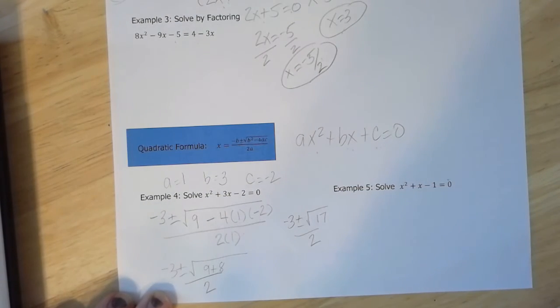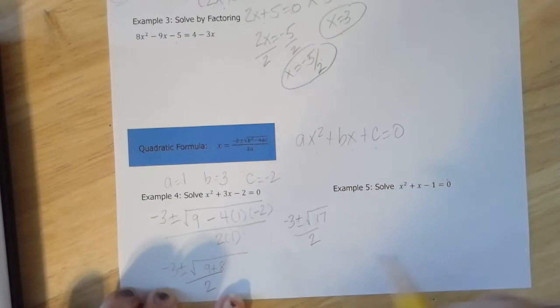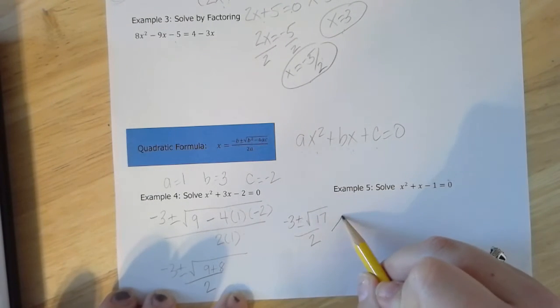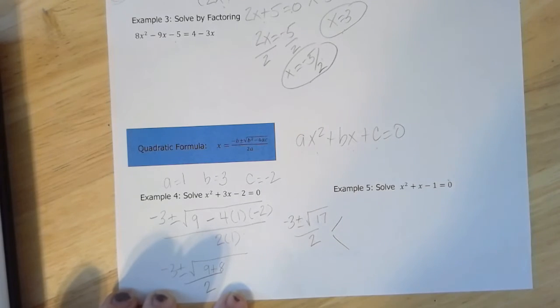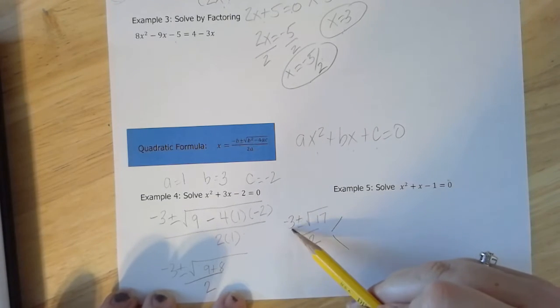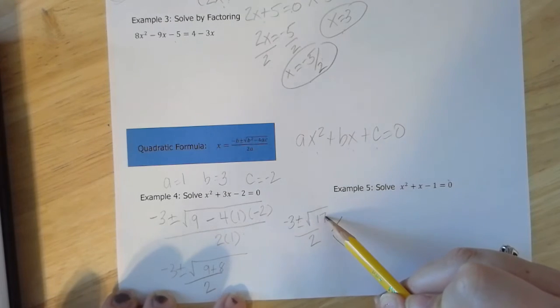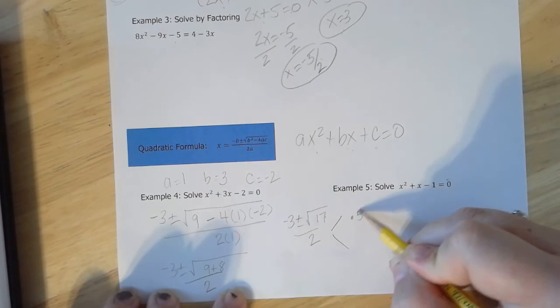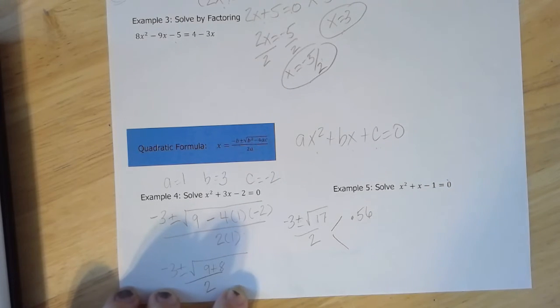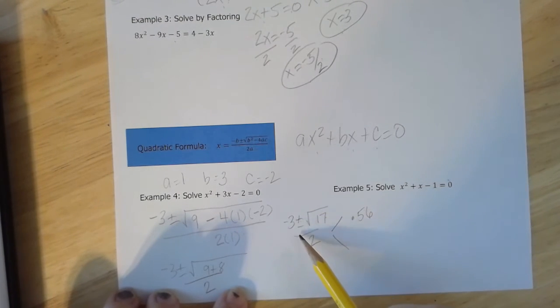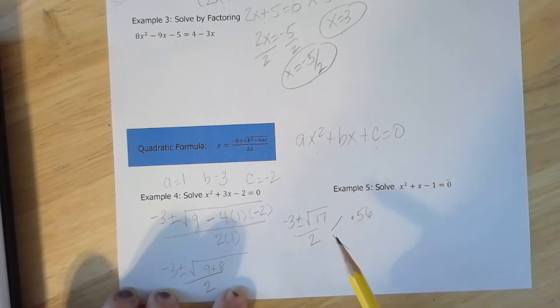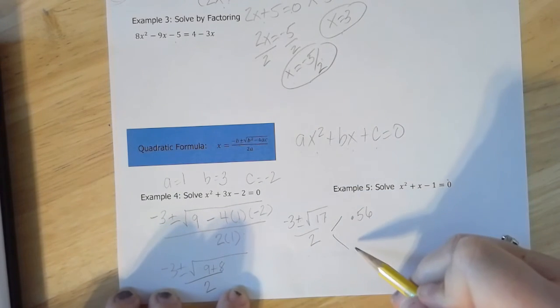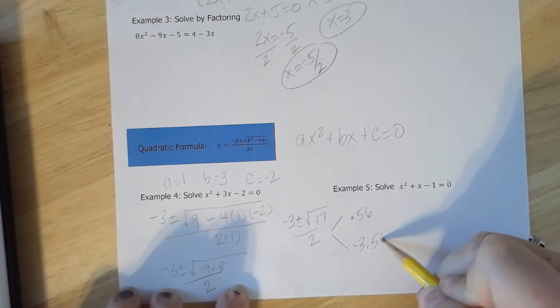This is where you're going to come up with two different answers. That's why there's a plus and a minus. I like to draw my little arrows to get two different answers. In your calculator, you're going to do negative 3 plus the square root of 17, hit equals, divide by 2. I got 0.56. You're going to do the same thing: negative 3 minus the square root of 17, hit equals, divide by 2, and you're going to get negative 3.56.